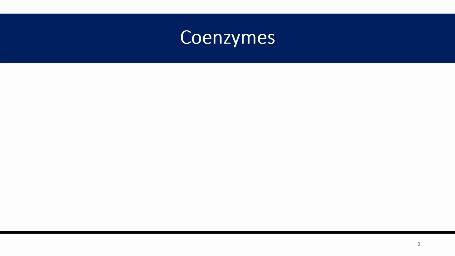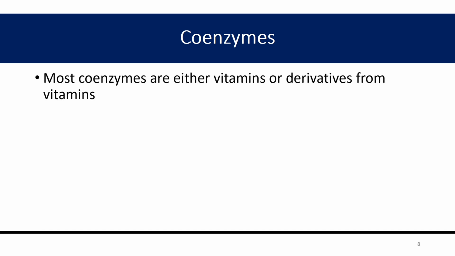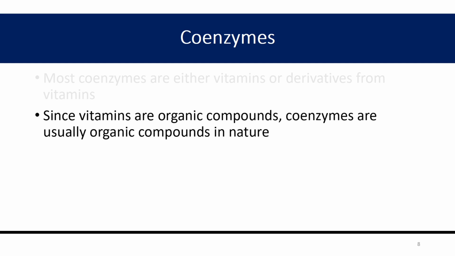Now let's quickly look at coenzymes. Now most coenzymes are either vitamins or they are derived from vitamins. In other words, coenzymes are actually organic in nature, meaning that they have a carbon component. Now, since vitamins are organic, coenzymes are usually organic. That's just basically what it means. So you can say that while cofactors are inorganic in nature, coenzymes are usually organic in nature.